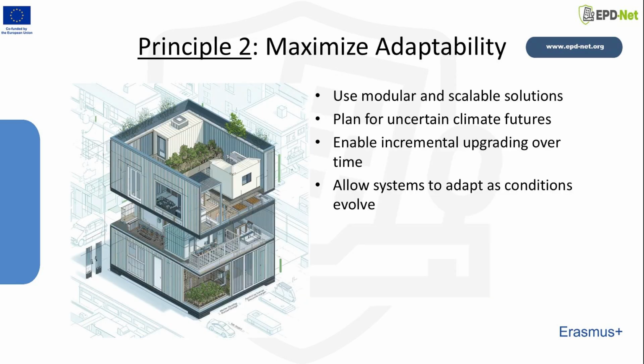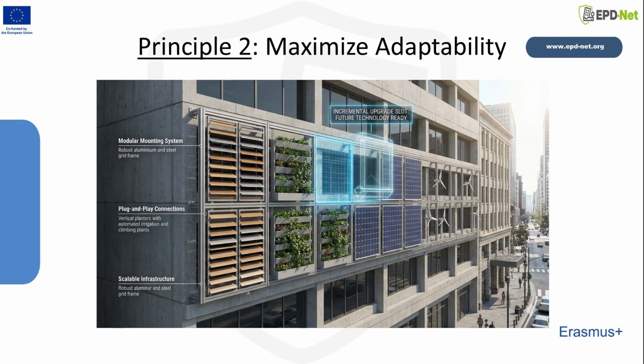The second principle is to maximize adaptability. Because future climate conditions remain uncertain, retrofit design should avoid rigid, one-time solutions that are difficult to adjust later. Instead, it should support modular, scalable, and flexible systems that can be expanded, modified, or combined with future interventions. Adaptive retrofits allow buildings and public spaces to evolve as climate risks, technologies, and policy frameworks change over time. This reduces long-term costs and helps maintain functionality under uncertain conditions.